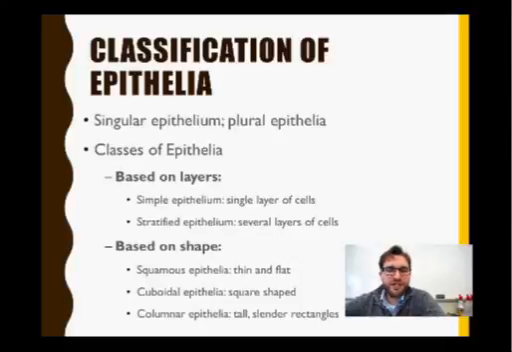The first shape for epithelial cells is squamous epithelia. These are thin and flat. They look very similar to an egg on a frying pan. There's cuboidal epithelia, and these are square-shaped or cube-shaped. And finally, columnar epithelia are tall, slender rectangles.